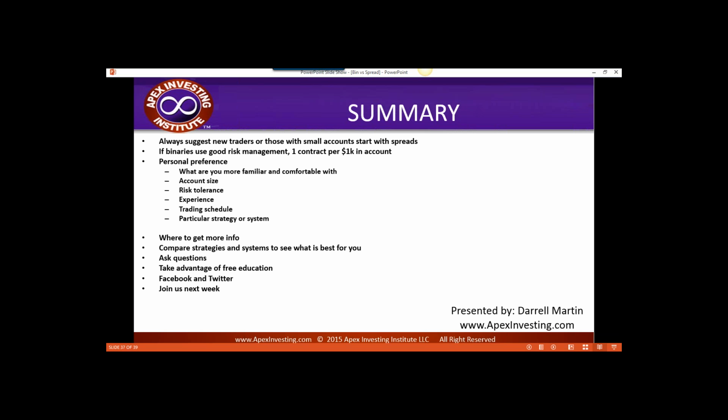If you're full-time and you can sit in front of a computer all day, maybe a little bit longer term spreads or whatever are great for you. If you're very part-time, maybe you really want to take advantage of those 5 and 20-minute binaries, all right? Figure out which strategy or system you like, what's best for you, and compare the different ones. Take advantage of that free education I showed you.